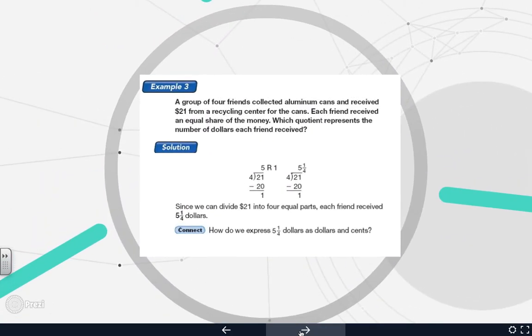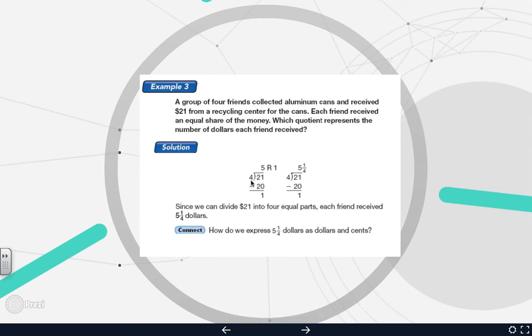Okay, in example number 3, a group of friends collected aluminum cans and received $21 from a recycling center for the cans. Each friend received an equal share of the money. Which quotient represents the number of dollars each friend received? Okay, so they collected $21. We're going to divide 21 by 4 because there's 4 friends.